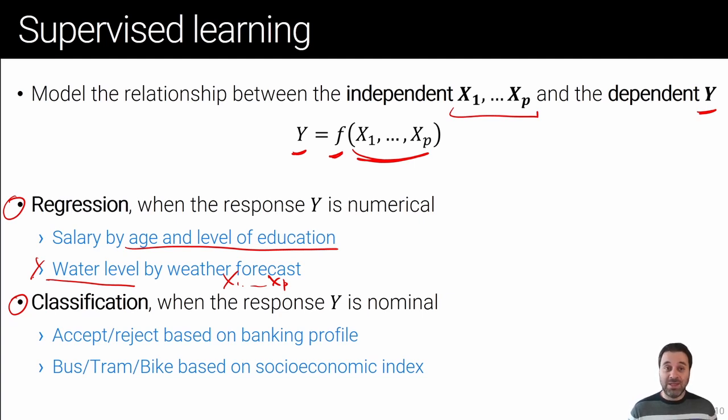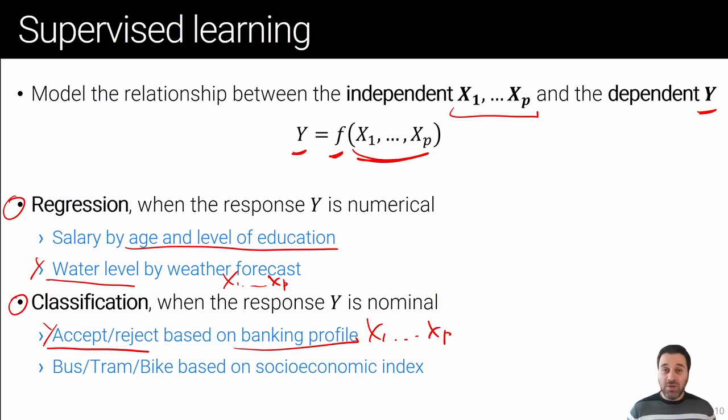What are examples of classification problems? It could be, for example, whether we should accept or reject an application based on a banking profile. Say someone is applying for a mortgage, and we have data about whether we should accept or reject based on certain risk indicators given the banking profile of a person. This would be the x1 to xp's, and this would be the y. There's no 0, 1, 2, 3. There's no numerical response here. It's just categorical, either accept or reject.